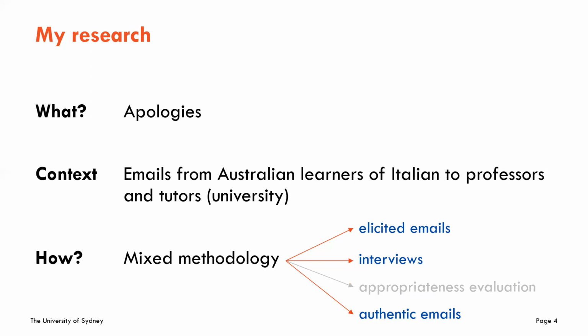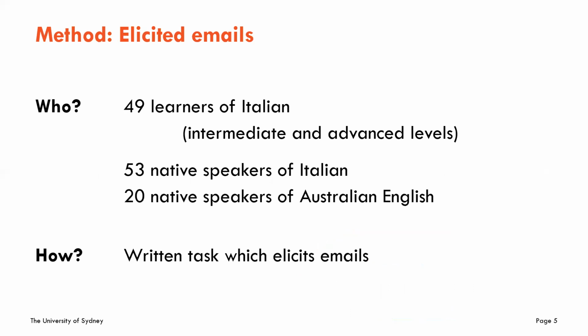So today in this presentation, I will be looking at 3 of these methodologies and 3 of these specific types of data. So elicited emails, interviews, and authentic emails as well. So the elicited emails were collected from each of the 3 participant groups. Overall, 49 learners of Italian from intermediate and advanced levels participated. 53 native speakers of Italian and 20 native speakers of Australian English also participated in this data collection.